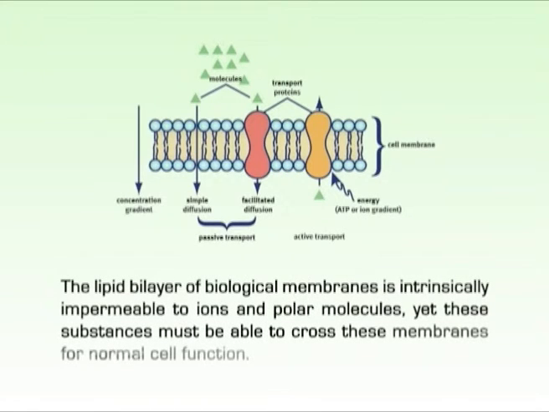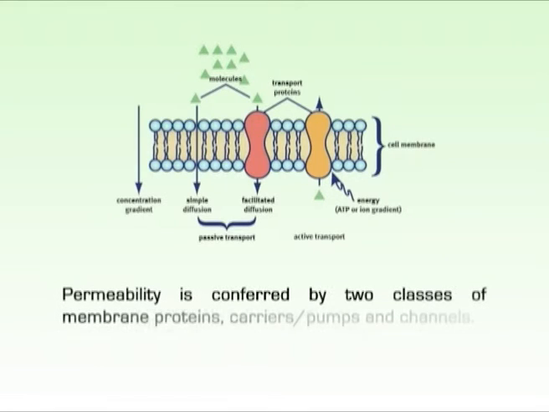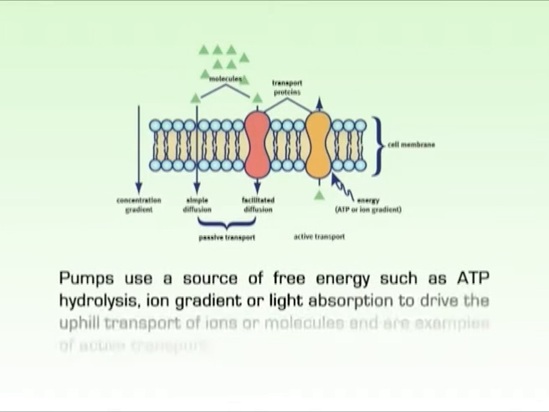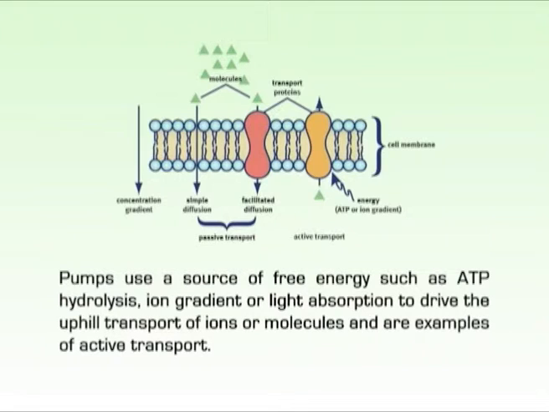The lipid bilayer of biological membranes is intrinsically impermeable to ions and polar molecules. Yet, these substances must be able to cross these membranes for normal cell function. Permeability is conferred by two classes of membrane proteins, carriers or pumps and channels. Pumps use a source of free energy such as ATP hydrolysis, ion gradient, or light absorption to drive the uphill transport of ions or molecules and are examples of active transport.